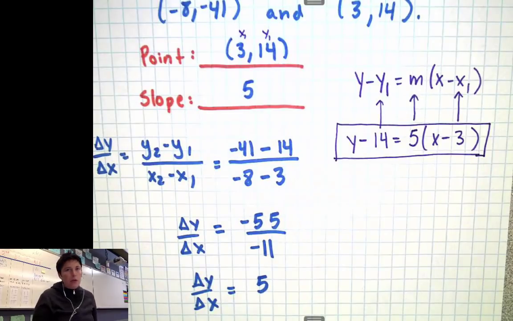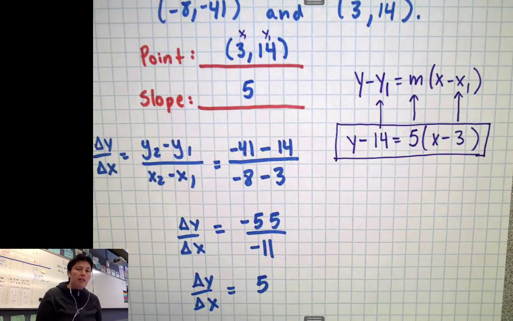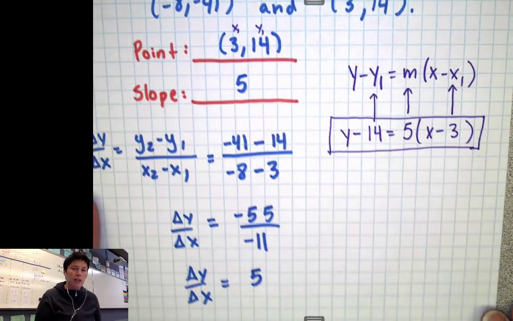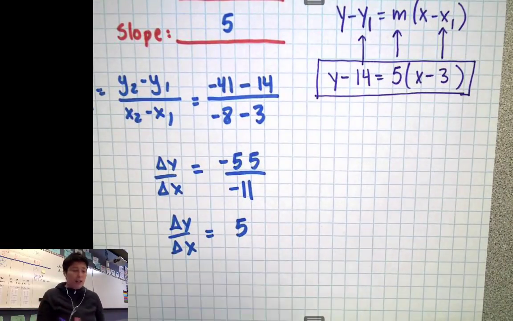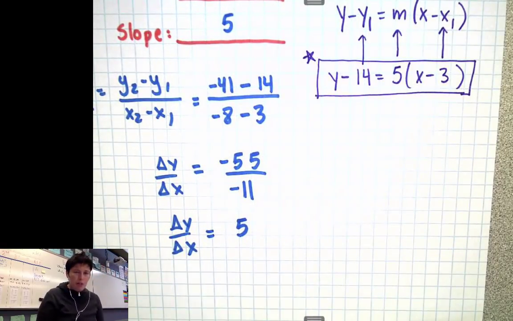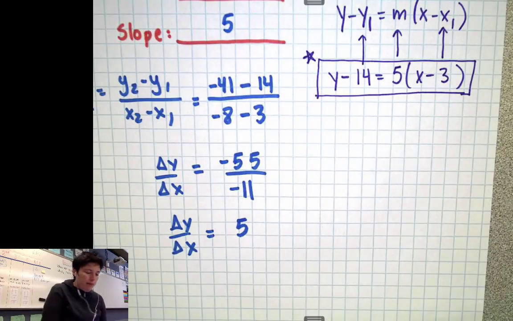Let me show you one way we could take this a little bit farther. Here's something we could do to kind of double check ourselves. So we're all done. We've got our answer. This is a great point slope answer. But what I'm going to do is change it to y equals mx plus b. Watch how I'm going to do this.